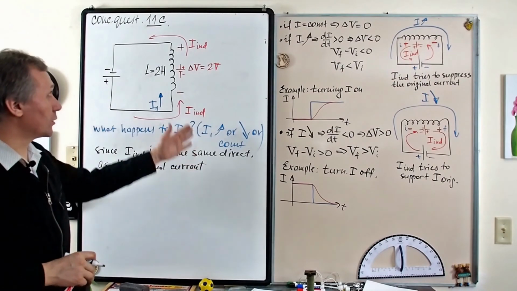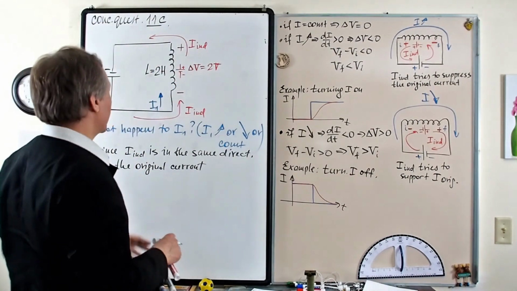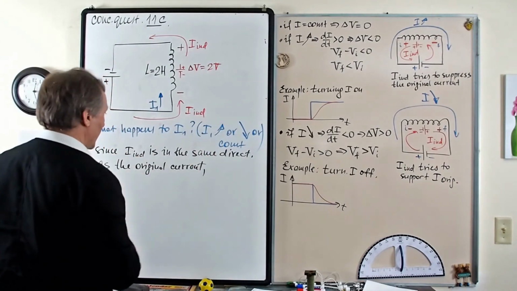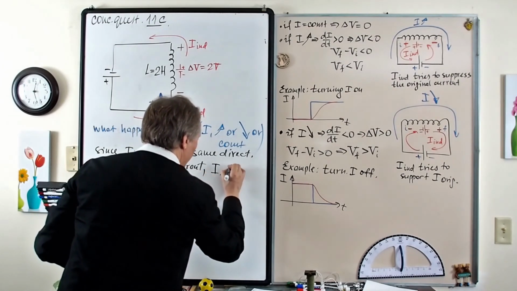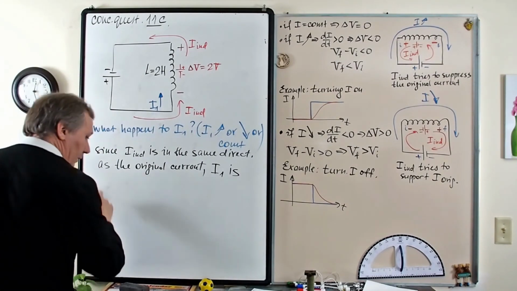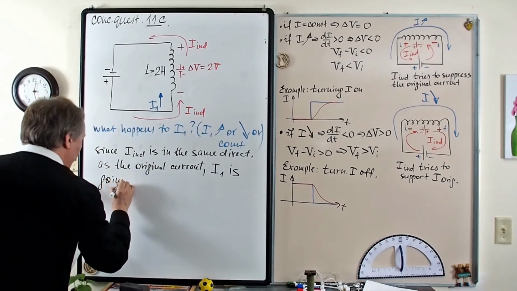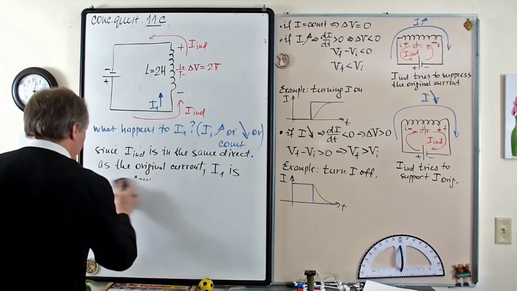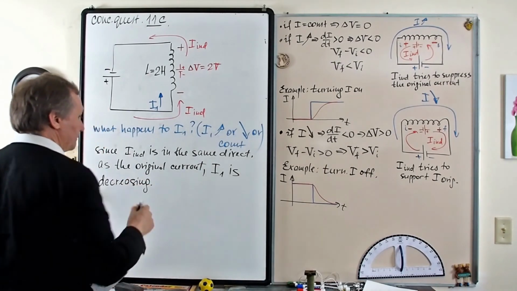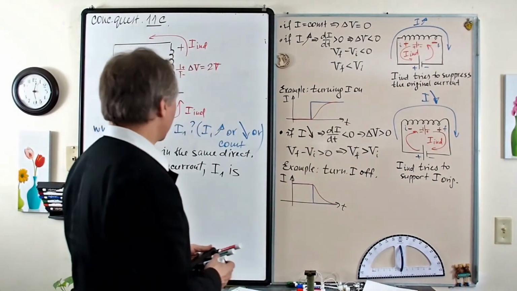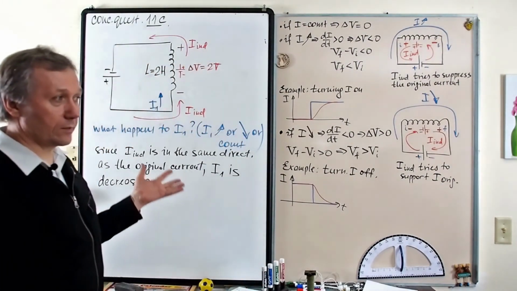We can conclude this by just looking at the potential difference that the inductor creates, plus and minus. As a result, the induced current is in the same direction as the original. Since this is true, I1 is going down. I1 is decreasing. So when the current is going down, the inductor becomes supportive, and it drives current in the same direction as the original current.